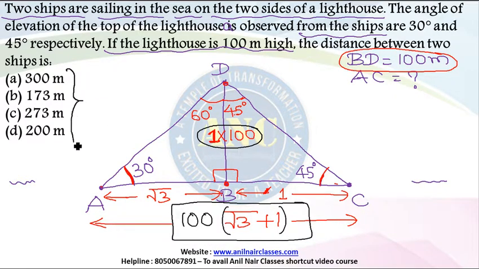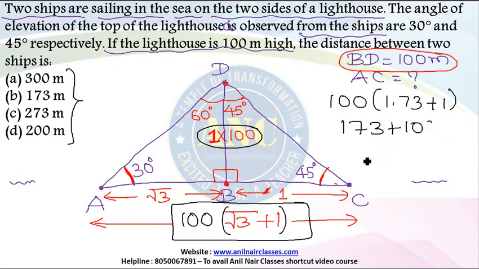Anyway, the answers are given in terms of whole numbers. 100 into root 3 plus 1. Root 3 value is 1.73, plus 1. So it is 173 plus 100. Answer is approximately 273 meters, which is my third option. These are all very easy, sir.